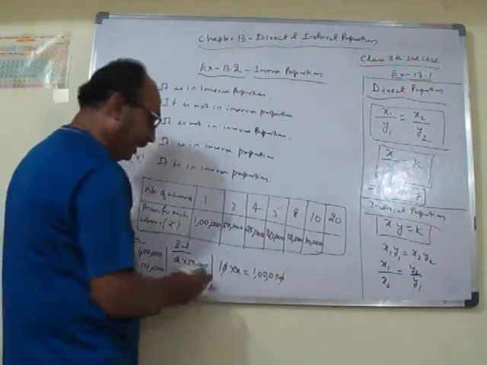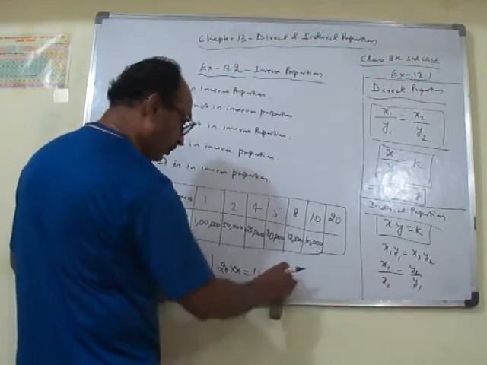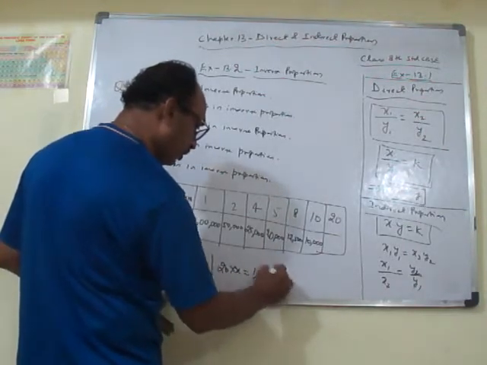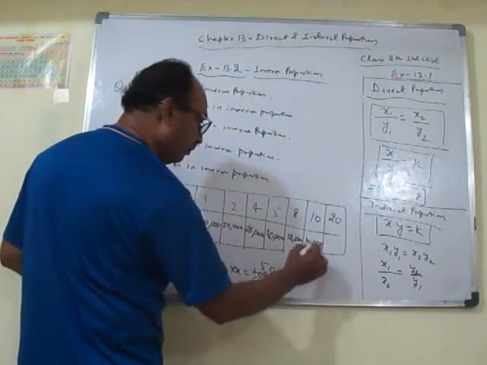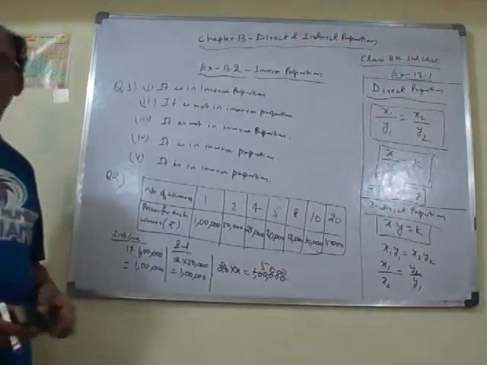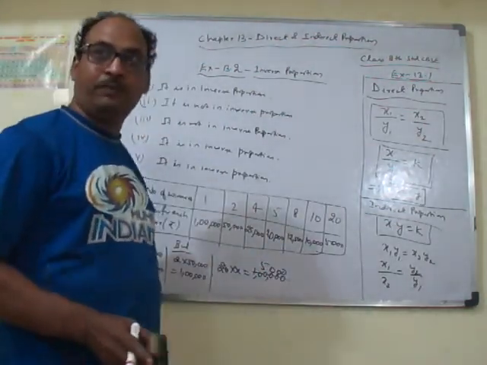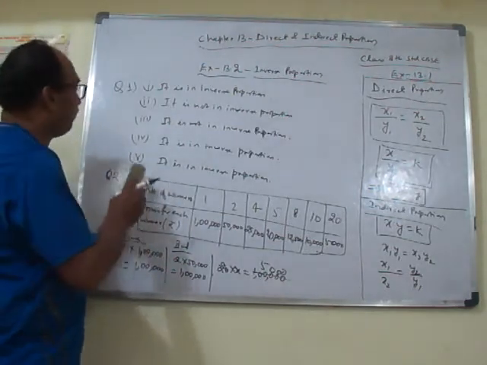So here for 20, okay, so 20, 5,000. Right? Understood? Okay, good. Let us go to the next question.